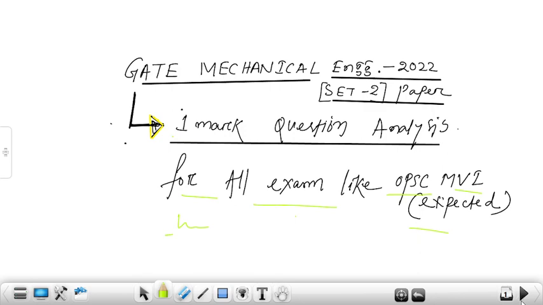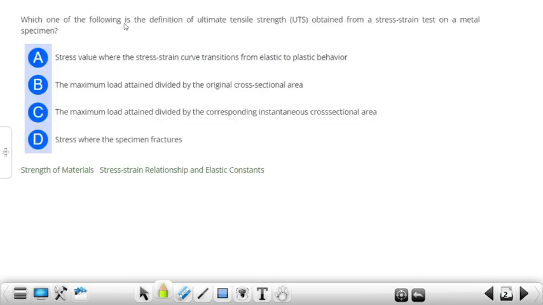So the first question is, which one of the following is the definition of ultimate tensile strength UTS obtained from a stress strain test on a metal specimen? Options: A, stress value where the stress strain curve transitions from elastic to plastic behavior. Option B, the maximum load attained divided by original cross-sectional area. Option C, the maximum load attained divided by corresponding instantaneous cross-sectional area. And option D, stress where the specimen fractures.